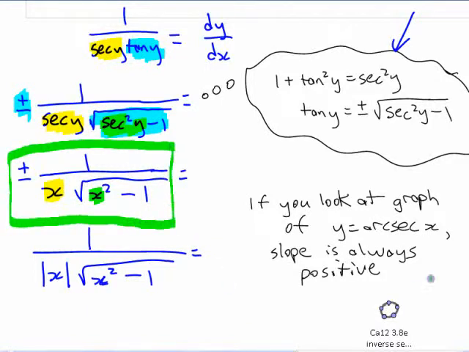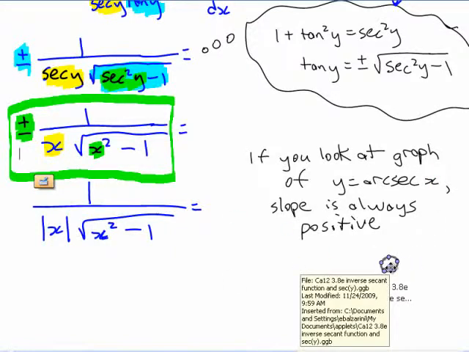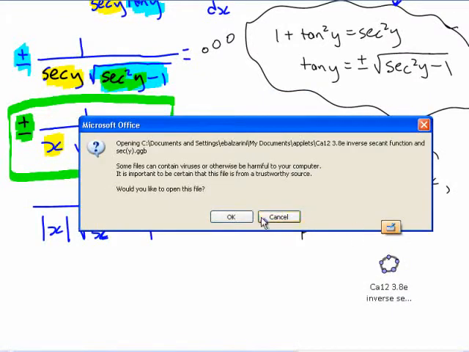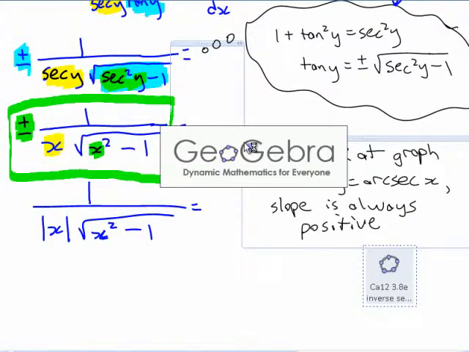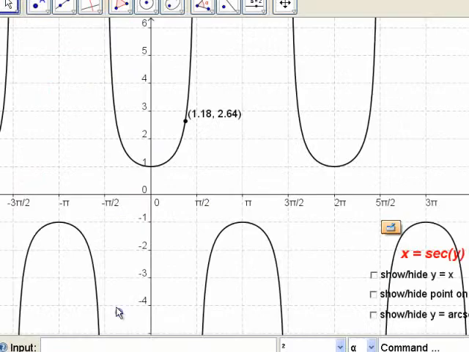Now, I don't expect this to be obvious algebraically, because you kind of have to think about it. People don't like this plus or minus thing here. Instead of sometimes being positive and sometimes negative, if you look at the graph, which hopefully will open up here, we looked at it at the end last time. The slope is always positive for arc secant.